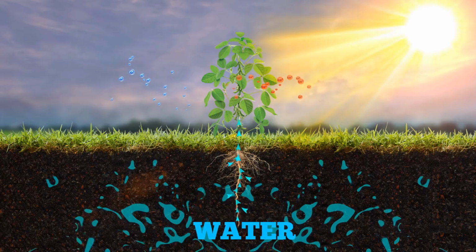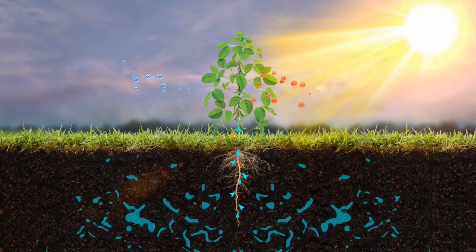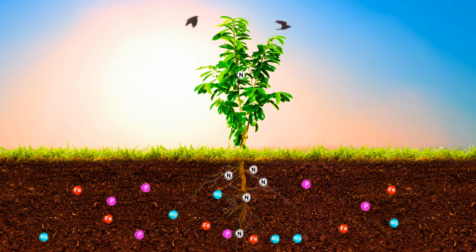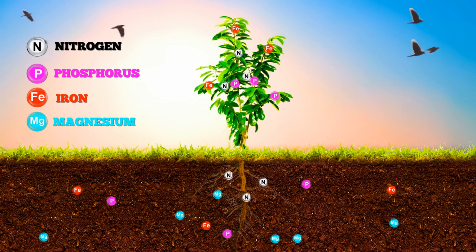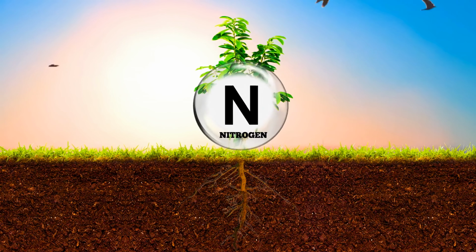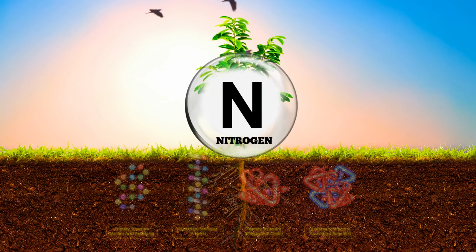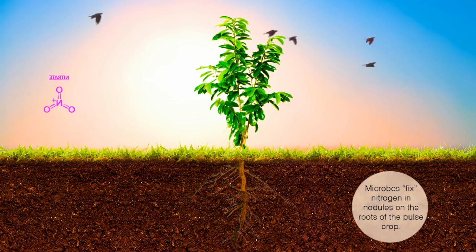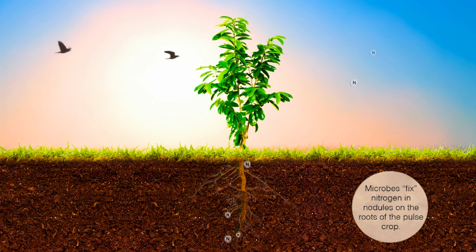Water used in photosynthesis is taken up from the soil by the roots in terrestrial plants. Other materials like nitrogen, phosphorus, iron, and magnesium are taken up from the soil. Nitrogen is an essential element used in the synthesis of proteins and other compounds. This is taken up in the form of inorganic nitrates or nitrites, or it is taken up as organic compounds which have been prepared by bacteria from atmospheric nitrogen.